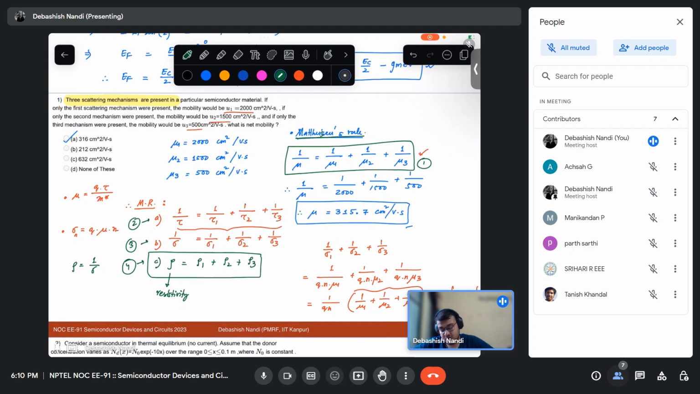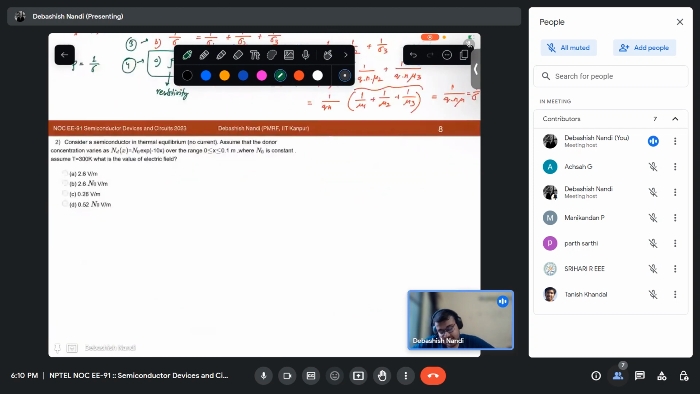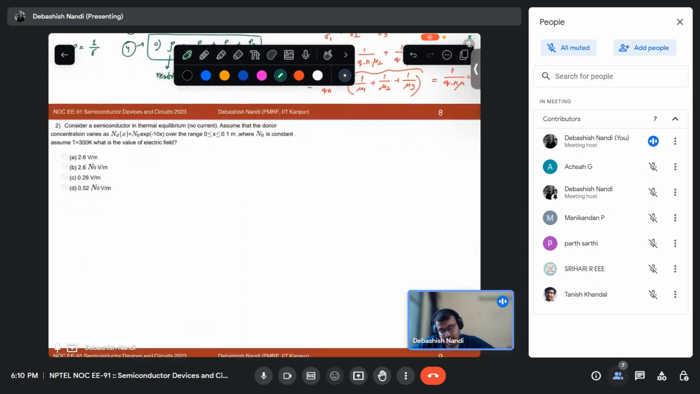Okay, so let's move on to problem number 2. Consider a semiconductor in thermal equilibrium. Assume that the donor concentration varies. So first tell me, what is thermal equilibrium? What is your concept about thermal equilibrium?